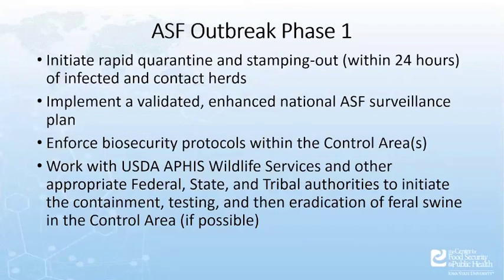Also in phase 1, initiate rapid quarantine and stamping out, preferably within 24 hours, of the infected and contact herds. Implement a validated enhanced national ASF surveillance plan. Enforce biosecurity protocols within the control areas and recommend that all other premises also have enhanced biosecurity. Work with USDA, APHIS, Wildlife Services, and other appropriate federal, state, and tribal authorities to initiate the containment, testing, and then eradication of feral swine in the control area if possible.